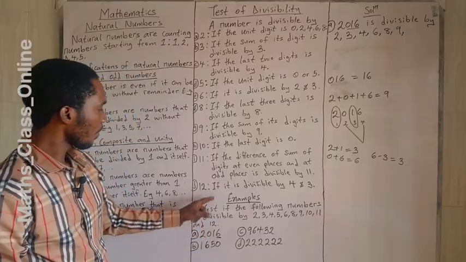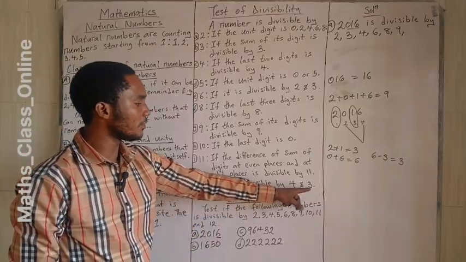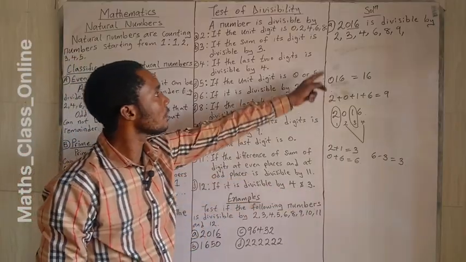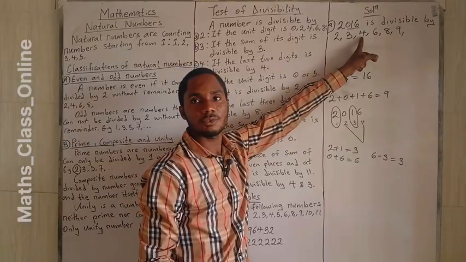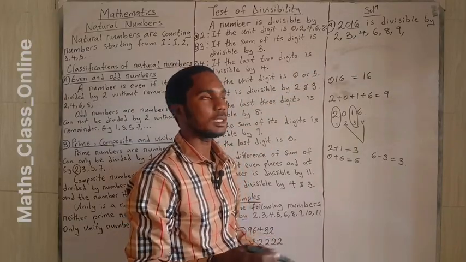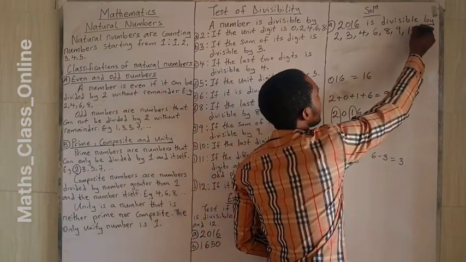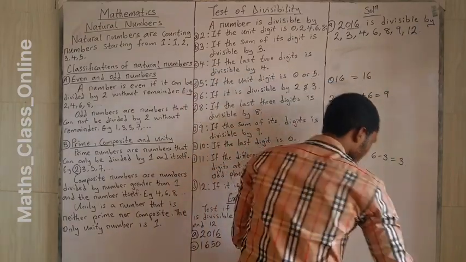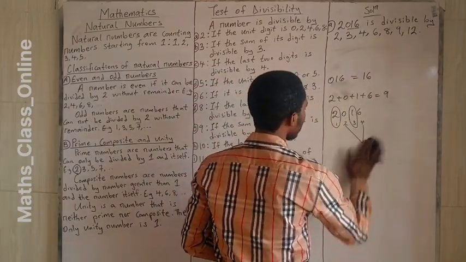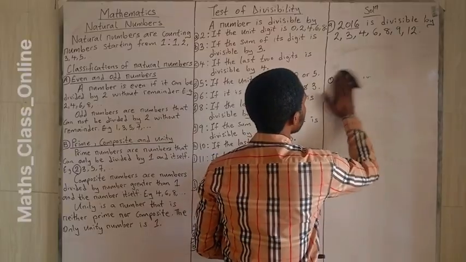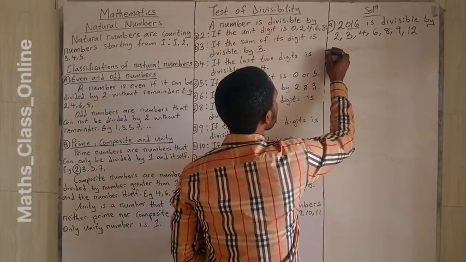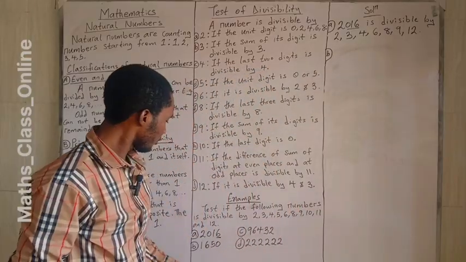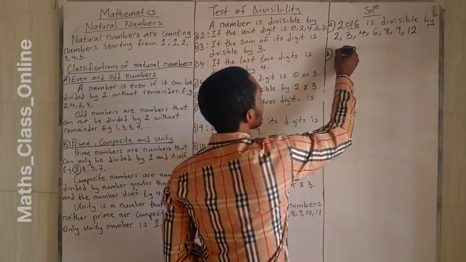And by 12, if it is divisible by 4 and divisible by 3, 2016 is divisible by 3 and also divisible by 4. That means it is divisible by 12. Next example. We have 1650.